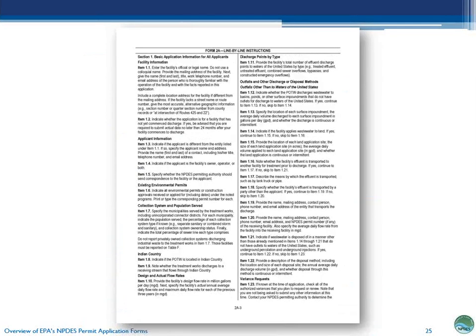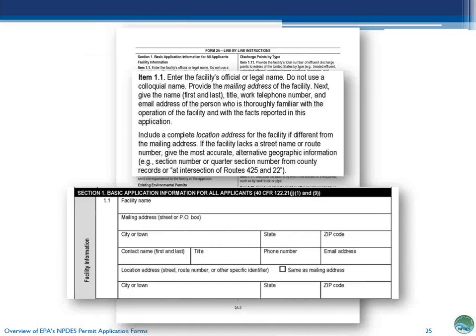Following the general instructions, each form will include line-by-line or itemized instructions. The line-by-line instructions provide detailed information to instruct applicants how to respond to each item on the form. The first page of the line-by-line instructions for Form 2A is shown on this slide. As an example, let's look at the line-by-line instructions for Item 1.1. These instructions correspond to Item 1.1 of the form.